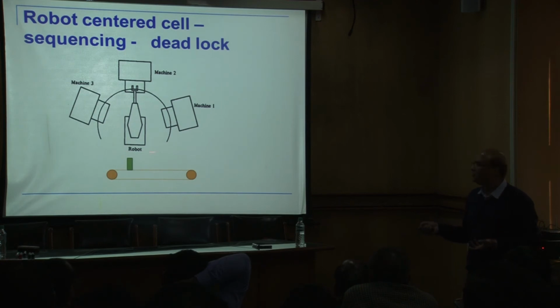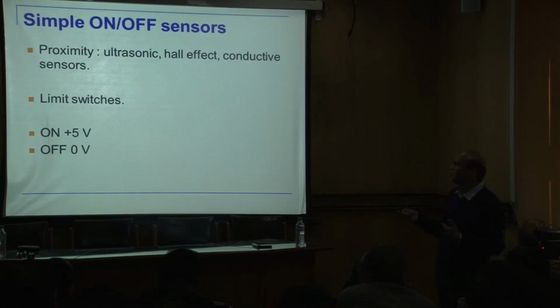So the robot can pick up a part only if its gripper is free, not otherwise. So suppose it has picked up a part and put it there, and after the machining is over, the robot has to pick this up and put it there. But in the meantime, it has picked up another one. Now it has nowhere to keep this one, and the part is already here. So you are locked now. So the program has got locked, which is called deadlock.